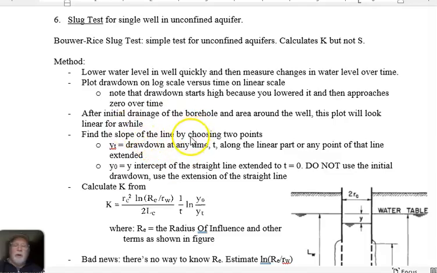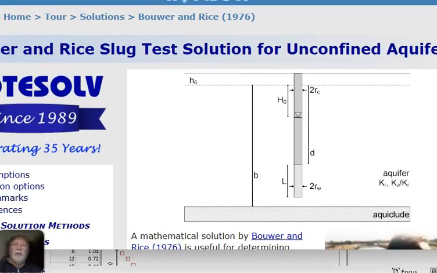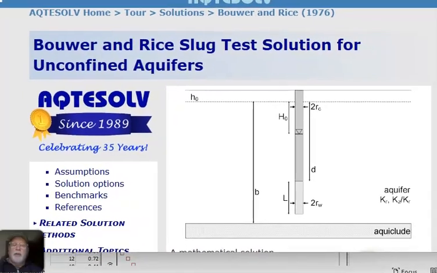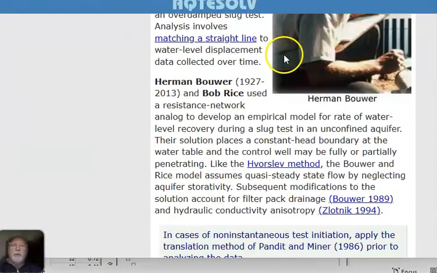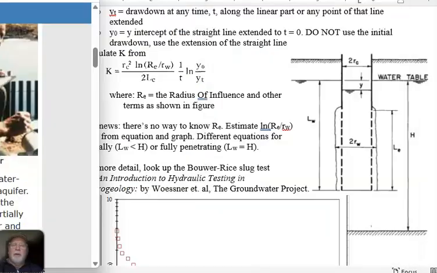We pick numbers off there that are used to get the slope. And then we have this equation. There have been a couple of variations on it. This, again, is from the Octasolve software. It has slightly different terminology than we do on our page. I actually copied from the Bouwer-Rice method itself. You can do this in Octasolve. It was developed by Herman Bouwer and Bob Rice.